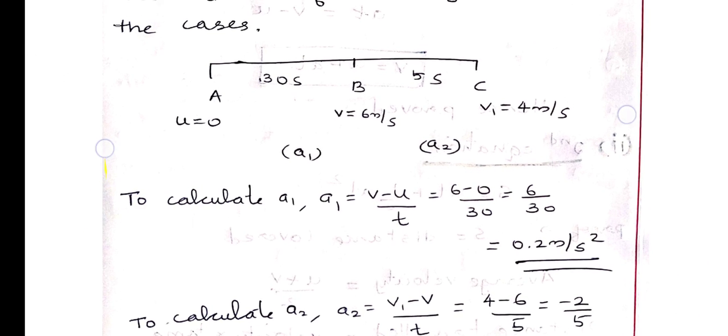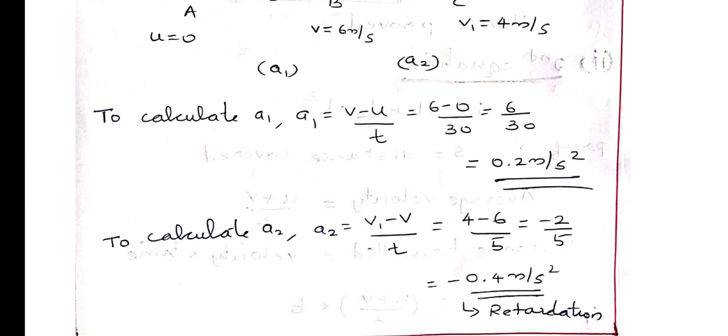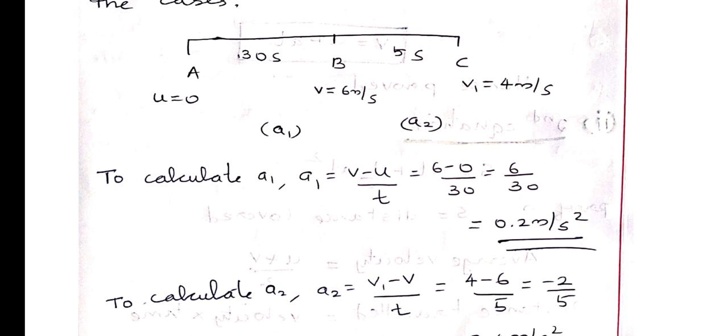So we apply the equation, that is, v, the final velocity, minus u, the initial velocity of the second case, by t. That is 4 minus 6 by 5, which is equal to minus 2 by 5, which is equal to minus 0.4. The negative sign shows it is retardation. That's why the velocity is decreasing, from 6 meter per second to 4 meter per second. I hope it is clear.